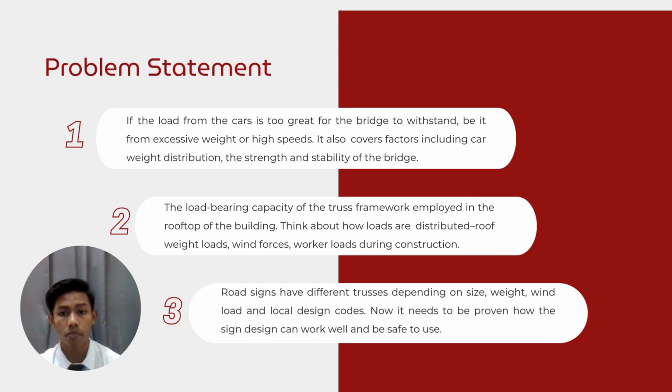And second, the load-bearing capacity of the truss frame employed in the roof of a building. Think about how loads are distributed on a roof with load, wind force, and worker load during construction. And the last problem is that roadside signboards have different trusses depending on size, width, weight, wind load, and local design code. Now, it needs to be proved how the signboard design can work well and be safe to use.